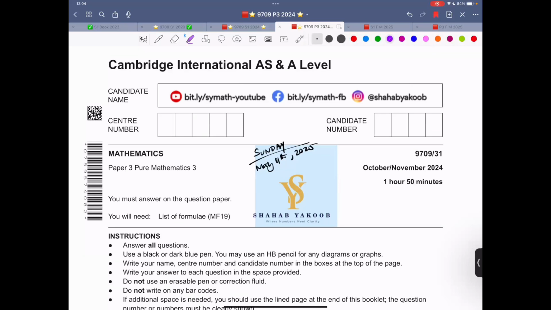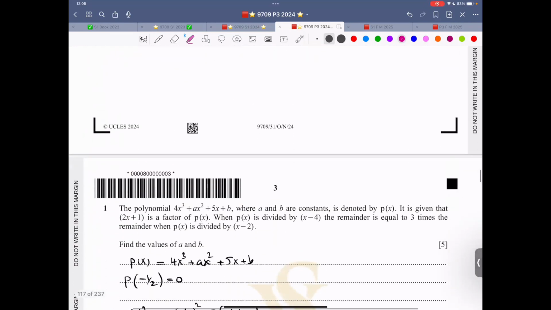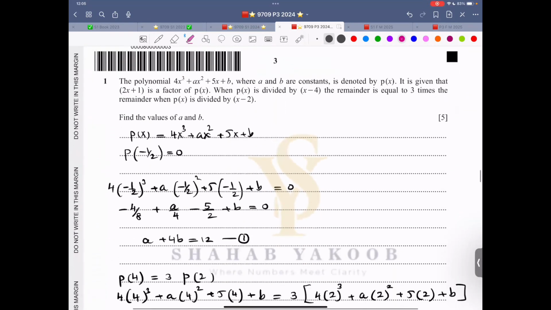Now, in this particular paper of P3, which is of October-November 2024, variant 31, let's get started. It's a walkthrough solution. So now let's look at question number 1.